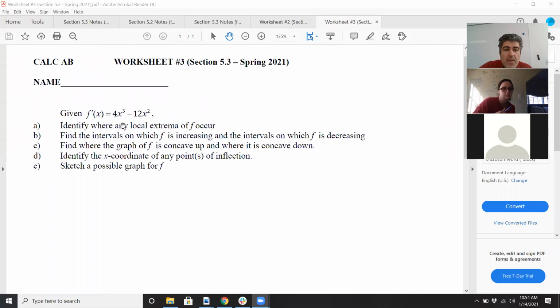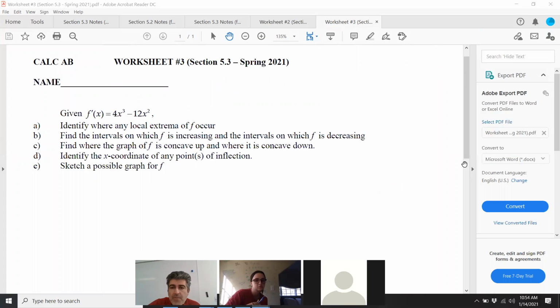So this is something I could ask in the free response question tomorrow. I say, here's F prime. Where do the local extremes occur? Where is it increasing and decreasing? Where is it concave up and concave down? Give me the points of inflection. Sketch a possible graph of F. Something I could ask. I think it's a good question.